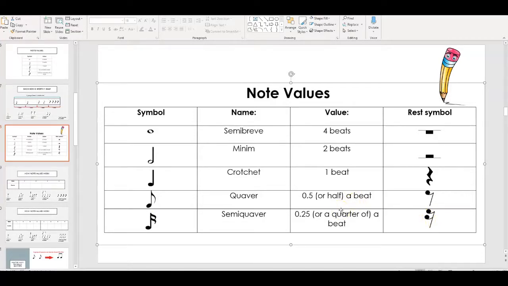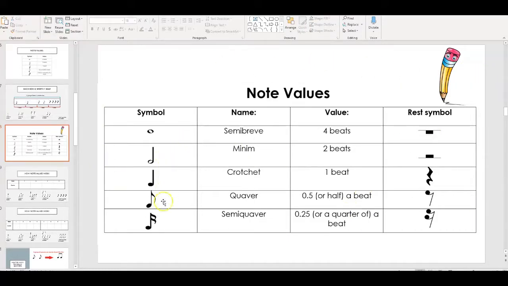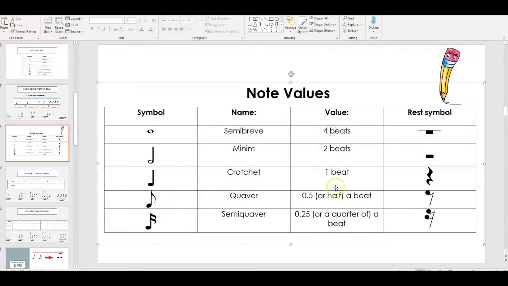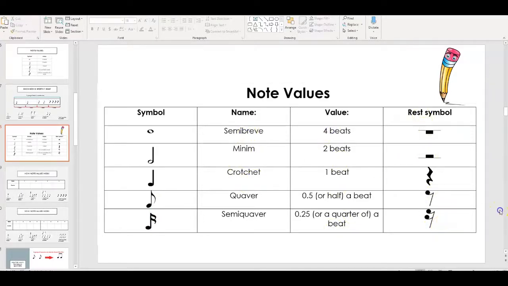So it's really important that you study this table and that you learn all of these notes. You learn their names and you learn their values and their rests. We're going to do some memory games in the next Google form, just to help you memorize these names, and then you're going to answer some questions based on those.